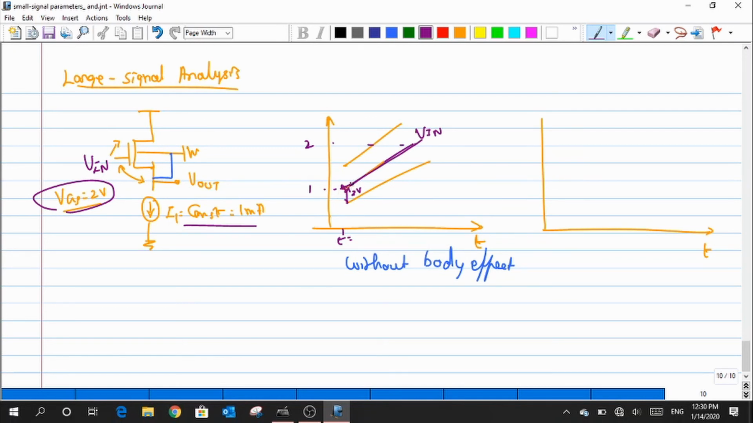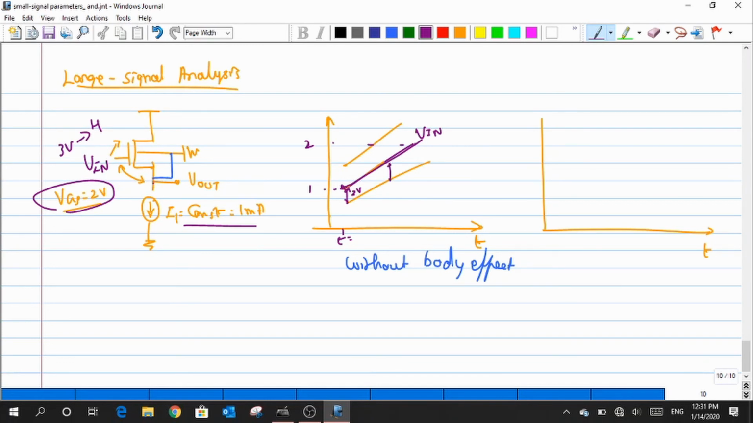Say for example my gate potential currently is at 3 volt. What's supposed to be the potential at the source? 1. If I change this one to 4 volt, what's supposed to be the potential at Vout? 2. So that's the reason why I have to draw this graph with a voltage difference of 2 volt across them. Am I right? Yes. Okay.